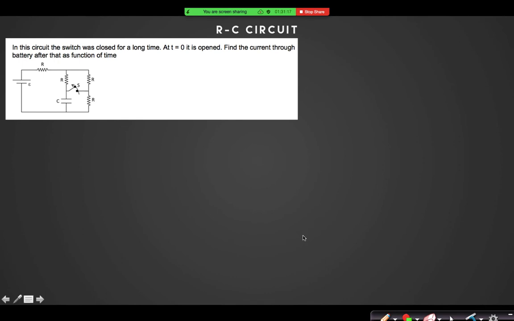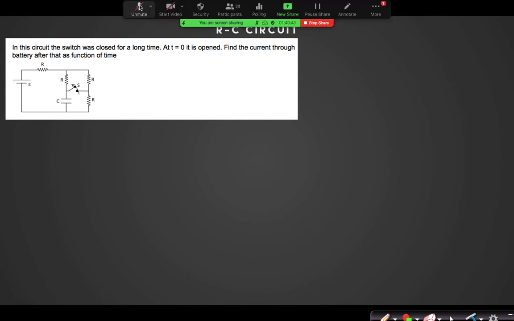So last question, let's solve this one. In this circuit the switch was closed for a long time. The switch was initially closed. At t equal to 0 the switch is opened. Find the current through the battery after that as a function of time. Have you solved it? So 4 epsilon by 5r into e to the power minus 5t by 3RC.